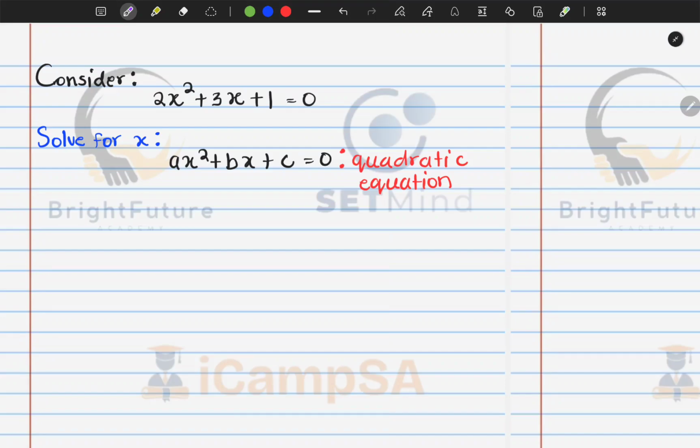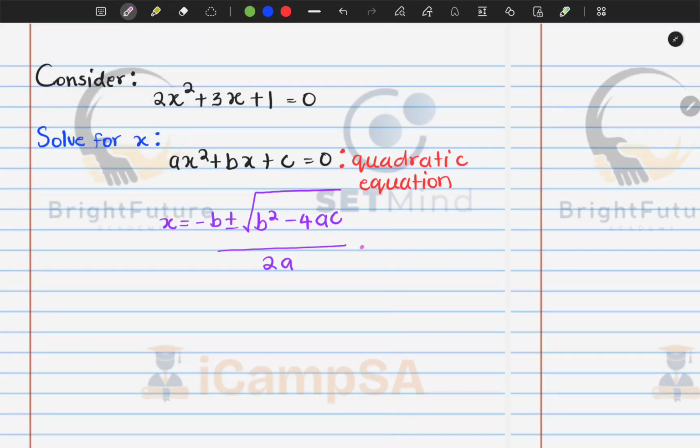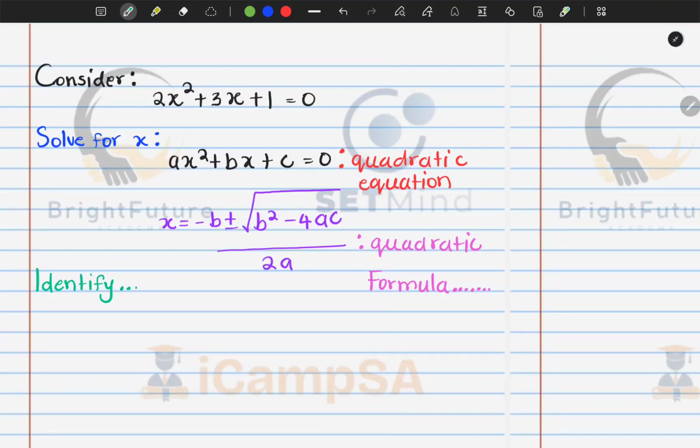And what we know is that when you are given your quadratic equation in that form, you can go ahead and look for your quadratic formula, which will be negative b, and we've proven this, plus or minus the square root of b squared minus 4ac, and all of this is divided by 2a. And what we have here, which we are going to use to solve for x, is what you refer to as your quadratic formula. So we are now in a position to identify our a, b, and c, and then plug them into our equation.